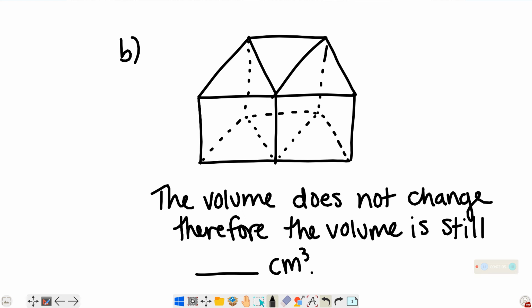So we're going to say the volume does not change. When you rearrange the pieces, the volume does not change. Therefore, the volume is still, and then tell me how many centimeters cubed that you got from part A.